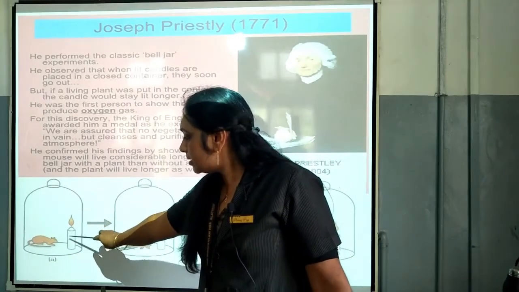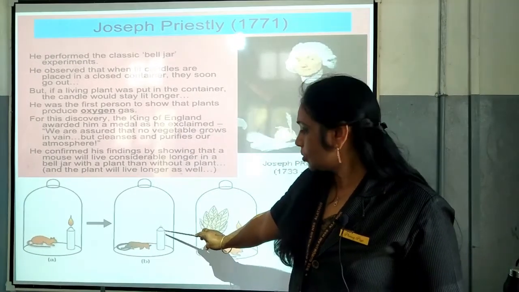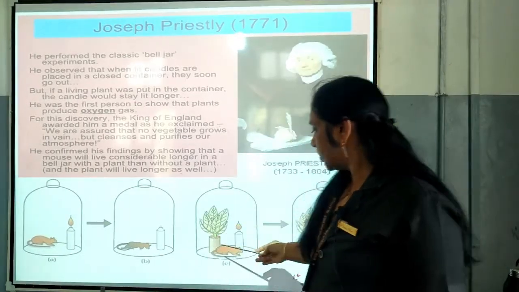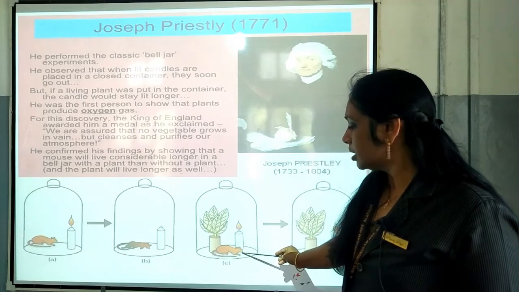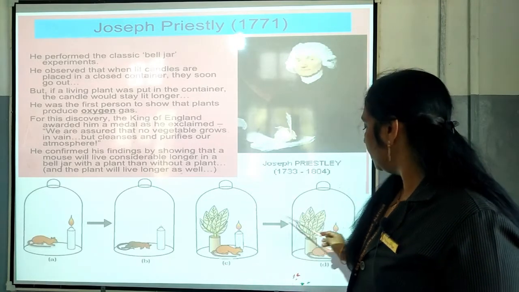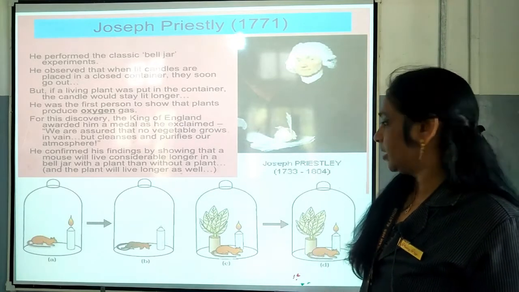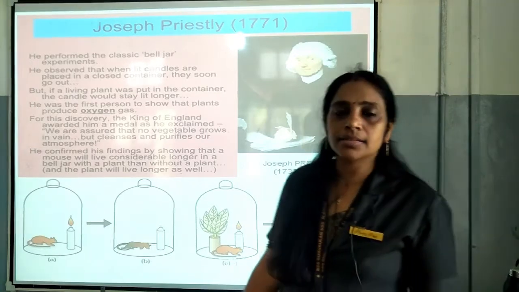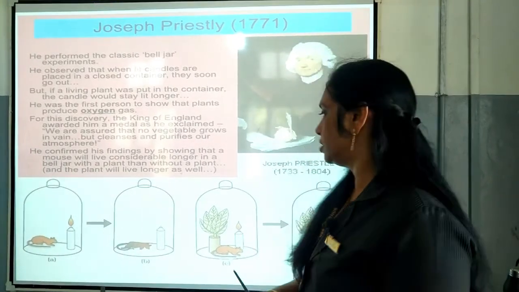we used a lit candle as well as a mouse. But later on what happened? The candle was off and the mouse was dead. But in the second experiment, when we used the green plant with a lit candle and a living mouse, what happened? All three of them are living there. So from this, we concluded that air is an important factor for the process of photosynthesis.